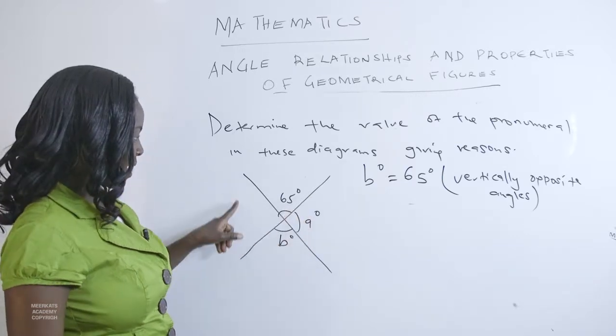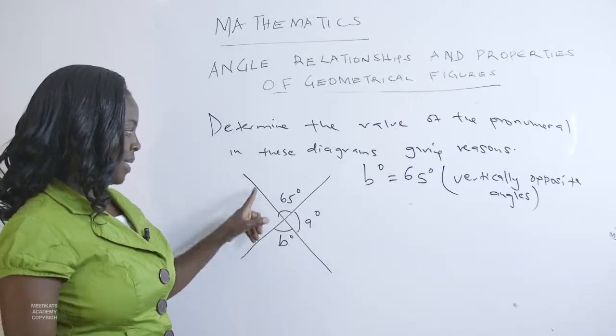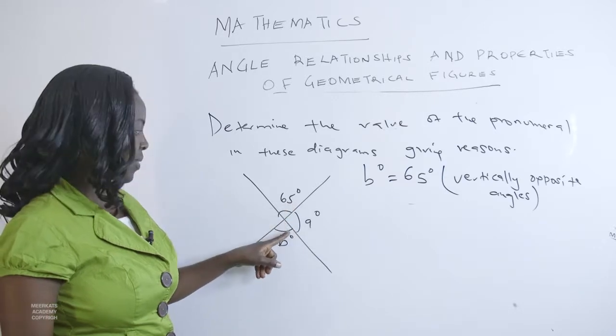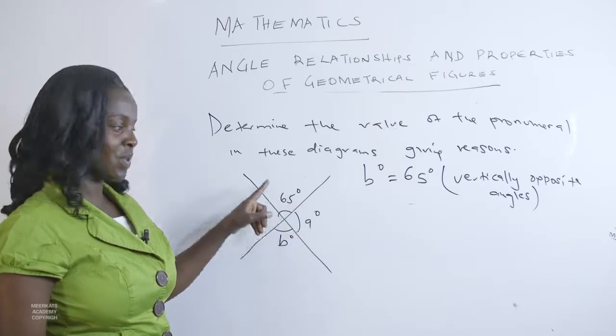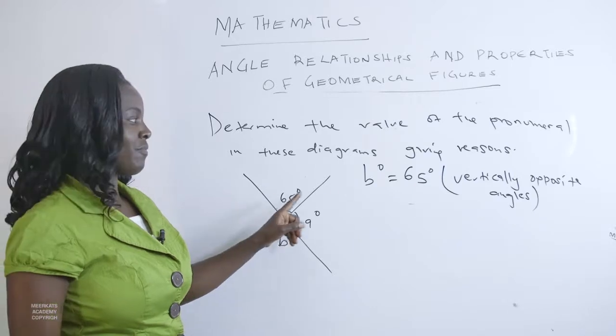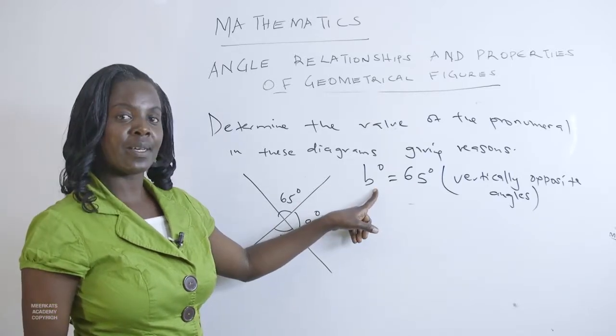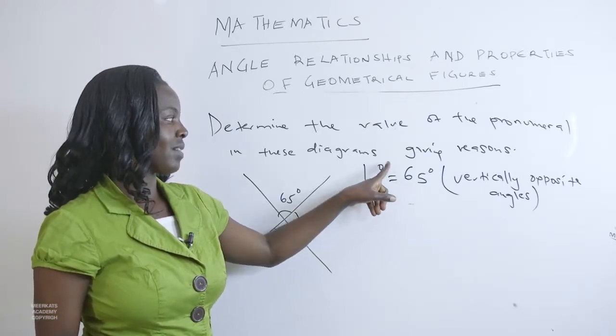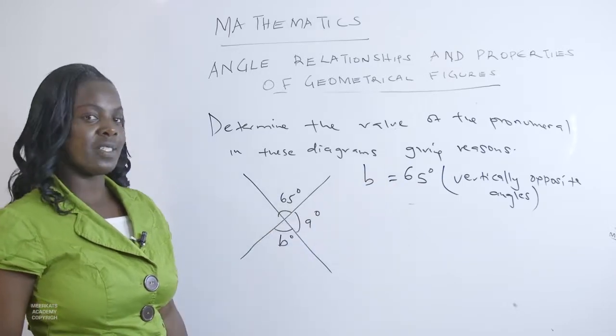Because these two lines are crossing, they meet, and then we have these two angles in between the two lines that are meeting. We call them vertically opposite. So then B is 65 degrees. What about A?